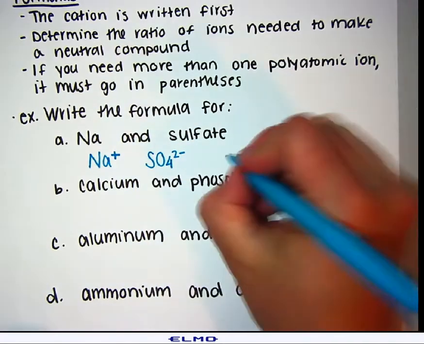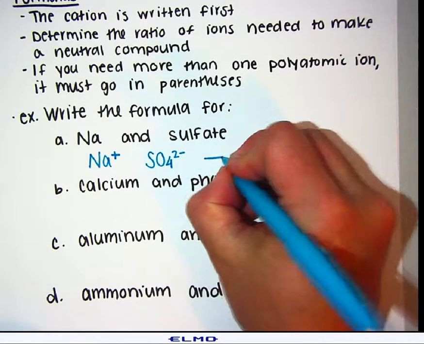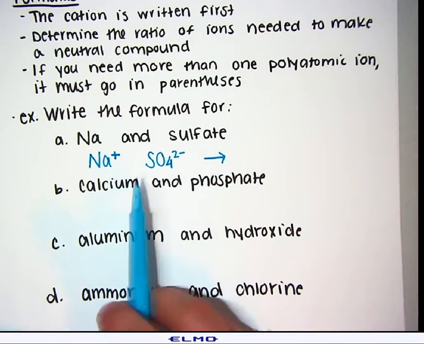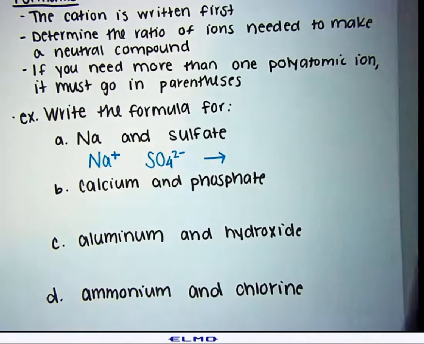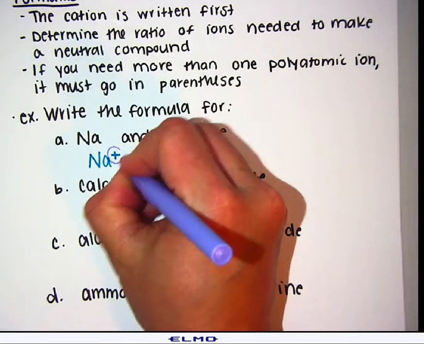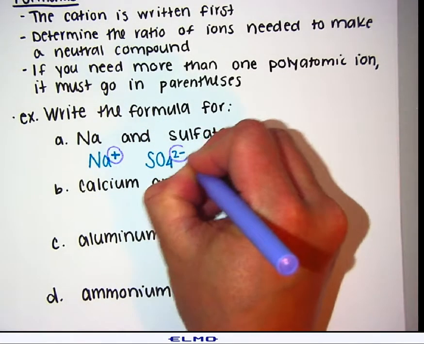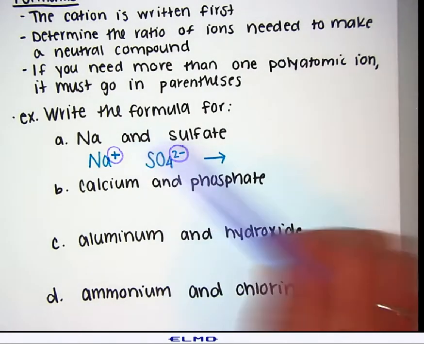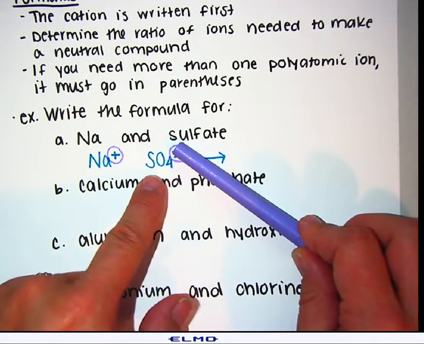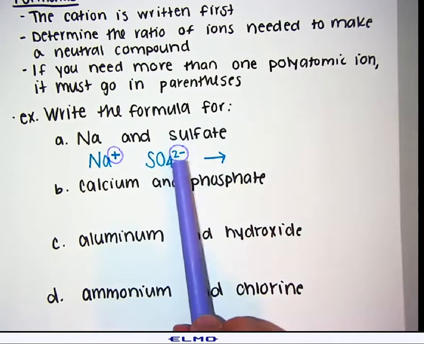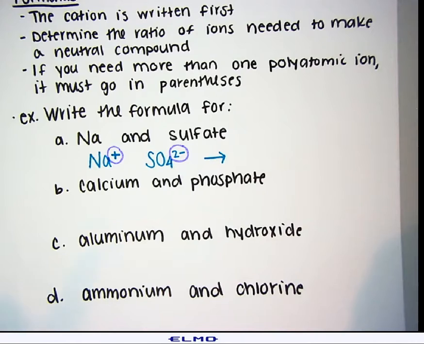All right, the cation comes first, the anion goes second. We want to figure out what is the ratio needed to make a neutral compound. The only thing that you are looking at is the charge. Ignore the 4. That just means that I have 1 sulfur with 4 oxygens bonded to it. It does not affect the charge. The charge of the sulfate ion is -2.